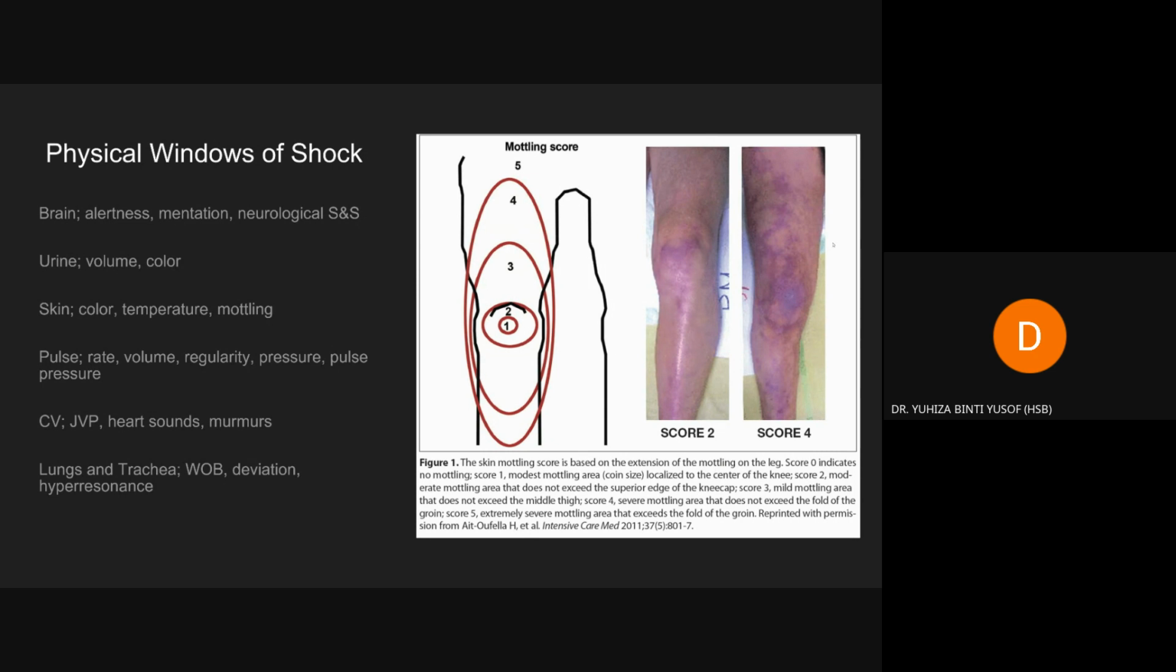Then urine, you have your adequacy in terms of volume, color dia concentrated ke tak. So pretty typical things. In patient yang you suspect ada space loss, you might want to check albumin as well. Tengok maybe dia ada nephrotic syndrome ke whatnot. Skin color, mottling kan. Mottling, okay, so ni dekat mana you tengok patient mottling?